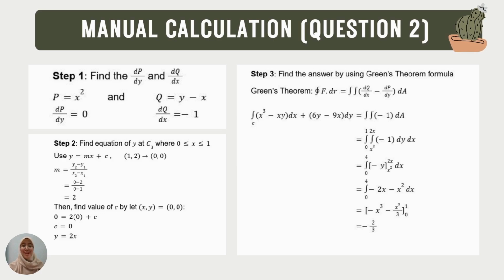For step 3, we find the answer by using Green's theorem formula, which equals the integral of dq/dx minus dp/dy. Then we substitute all our findings into that formula, which equals the double integral of -1 with respect to y and with respect to x, with the limit of y from x squared to 2x, and the limit for x from 0 to 1. And finally, the final answer is equal to -2/3.